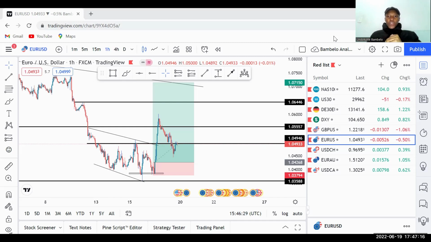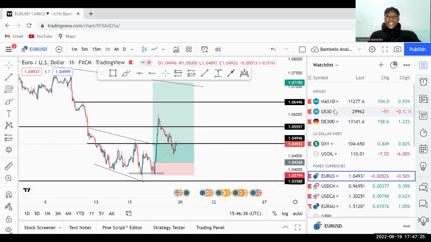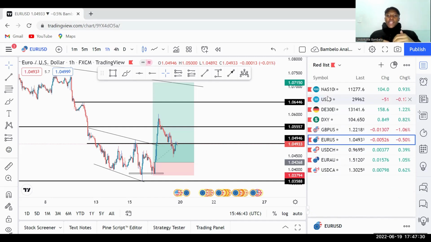If you're wondering why I have the red list on my right, what I normally do is, like everybody else, I have a watch list. However, if there are pairs or indices that I'll be looking at during the week, then I prefer to filter those out from the rest so that I can focus on those that caught my attention based on strategy and how they've been moving.